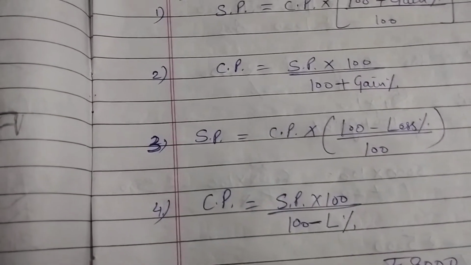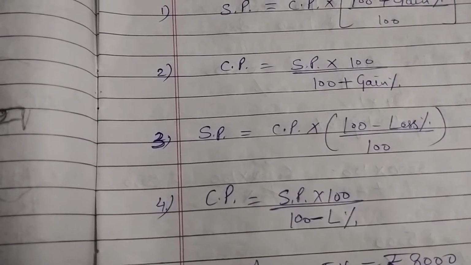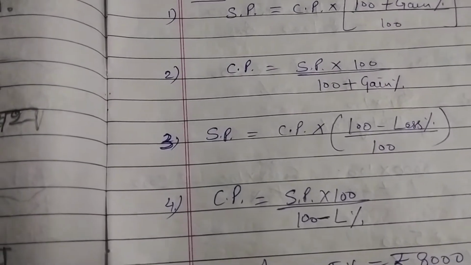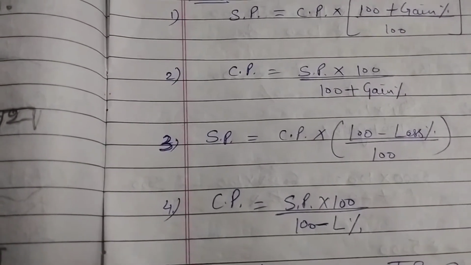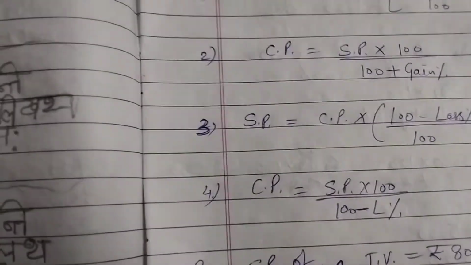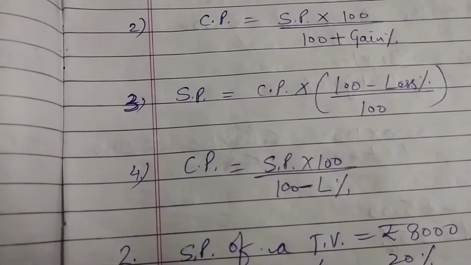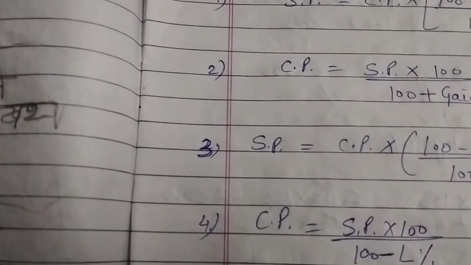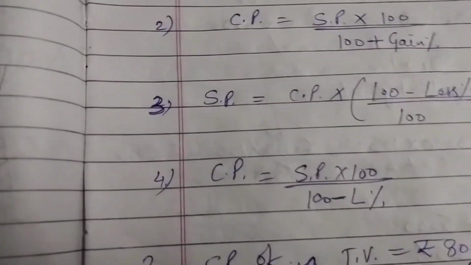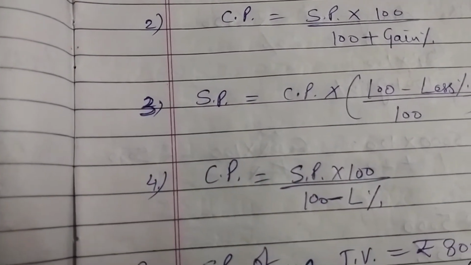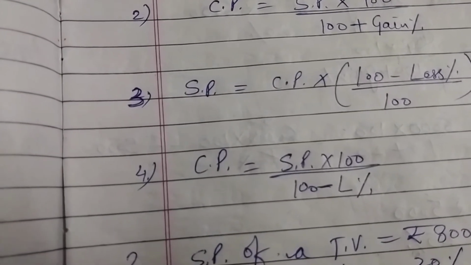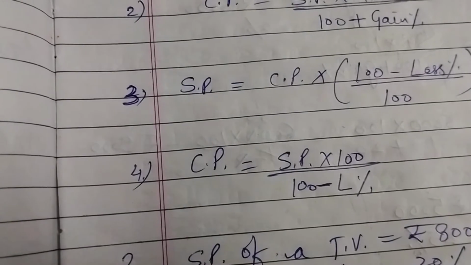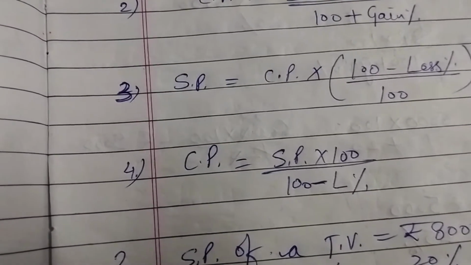This question is homework for you. You can take the help of the example also, but I think you will do it easily. Question number 1 is your homework. Now we are going to do question number 2. In question number 2, by selling a television for rupees 8,000, a shopkeeper loses 20% of his cost.